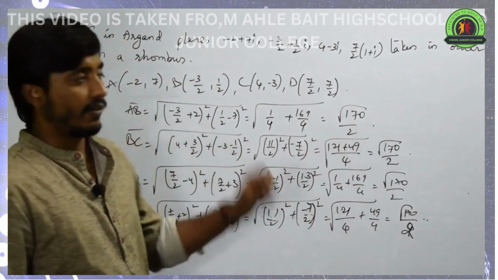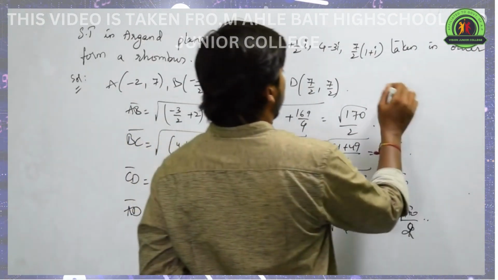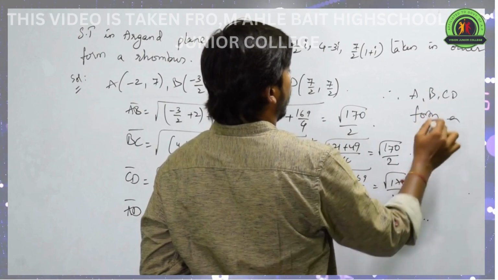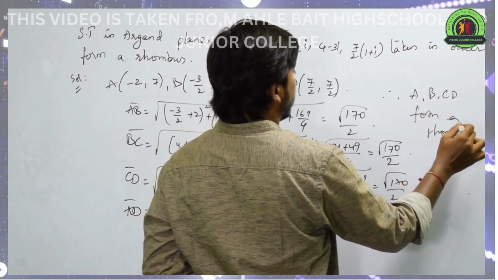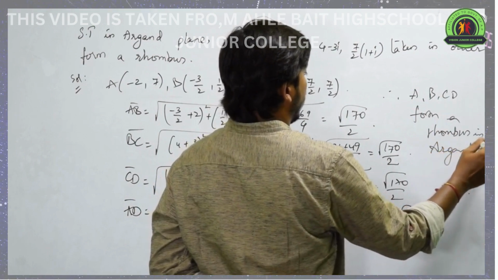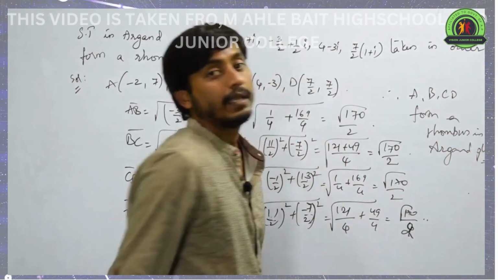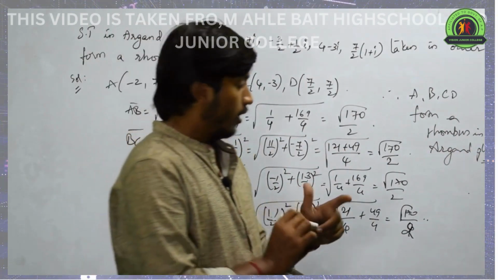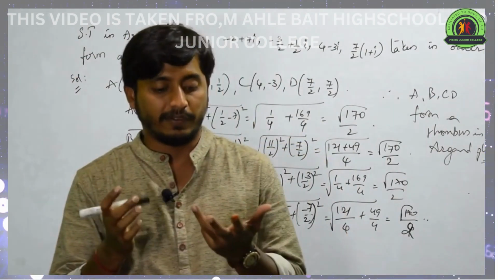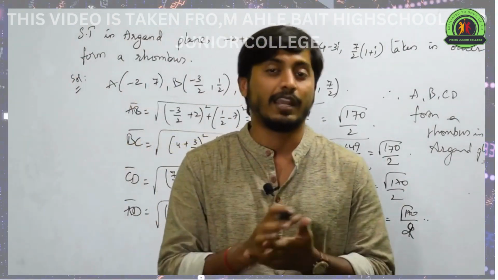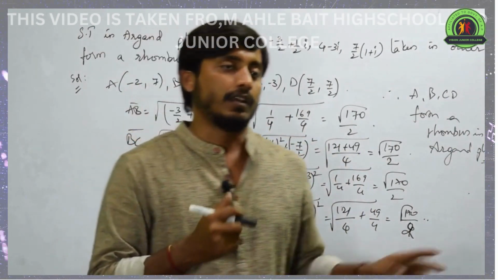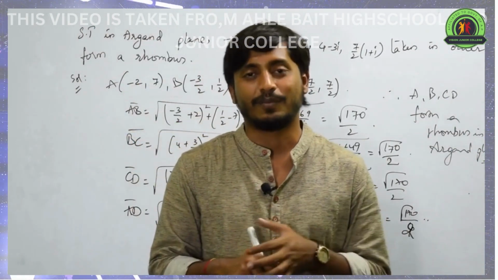All sides are equal. Therefore we can tell that the given points A, B, C, D form a rhombus in the argand plane. Clear? Fine. What all problems we did in this chapter? We started with the basics of complex numbers, then we did a few problems of how do we add two complex numbers, then the polar form. Clear? Fine. By this question we can end the chapter, that is complex numbers.